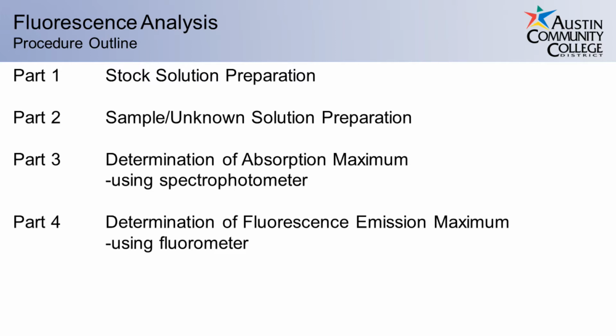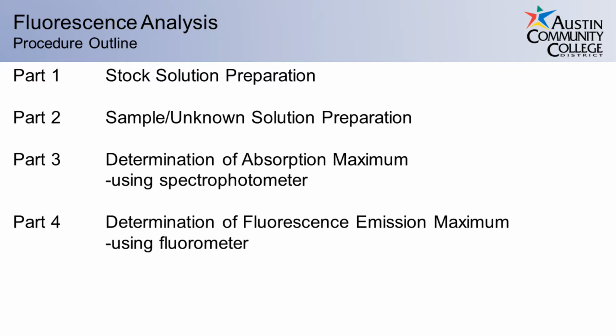This module is divided into 4 parts. You will begin by preparing a set of known standards or dilutions. This will be done for each unique molecule you plan to analyze. In part 2, you will prepare an unknown solution of milk. It is the concentration of riboflavin in this milk sample that you will determine.